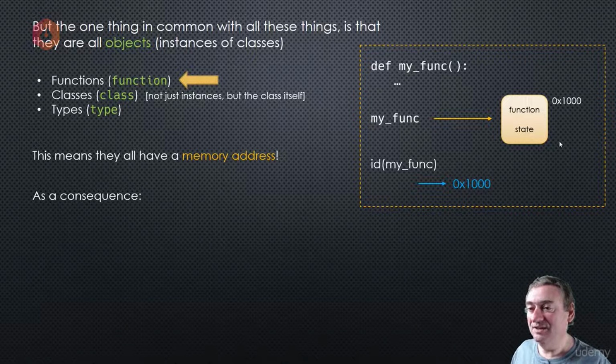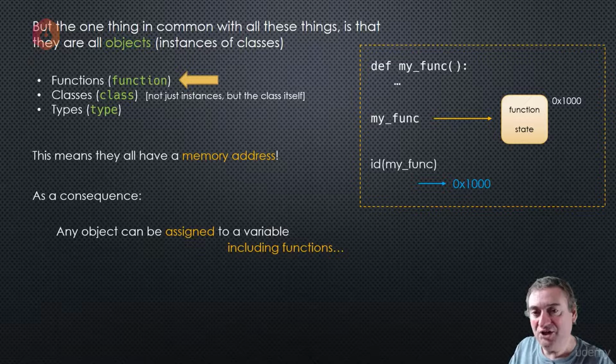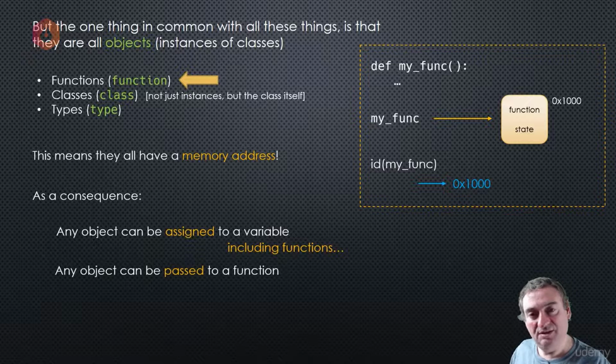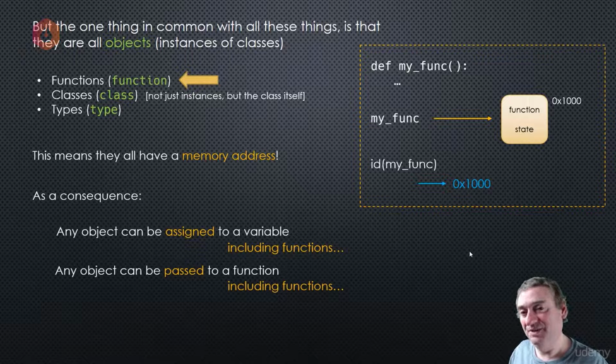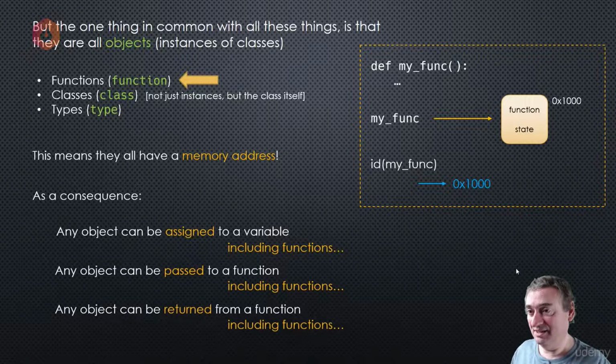Now, what this means as a consequence is, remember, any object can be assigned to a variable, including functions. You can assign a function to a variable, and we'll see some examples of that in a minute. Any object can be passed to a function, passed into the parameters as an argument. Well, that means that functions can also be passed to functions, something that we'll make a lot of use of when we're looking at things like decorators. Any object can also be returned from a function, in the return statement, including, you guessed it, functions. So functions are first-class citizens, just like any other variable, like an integer or float would be.